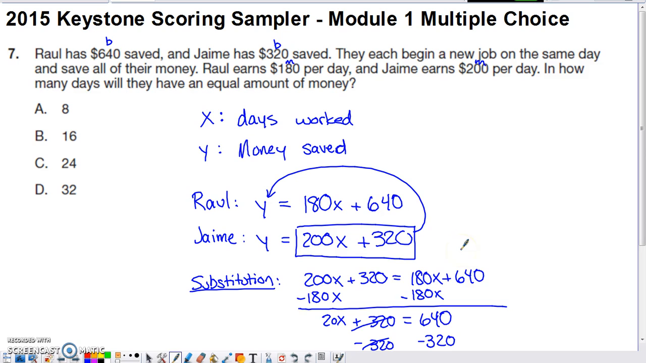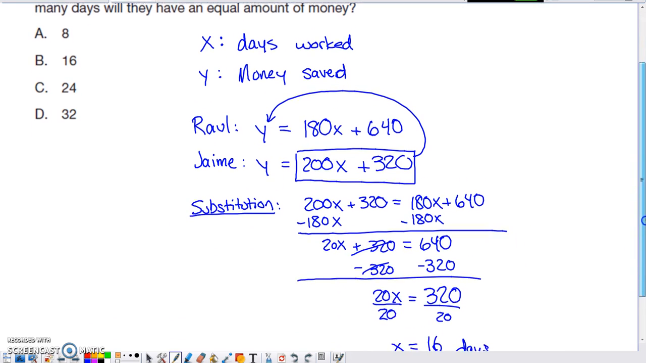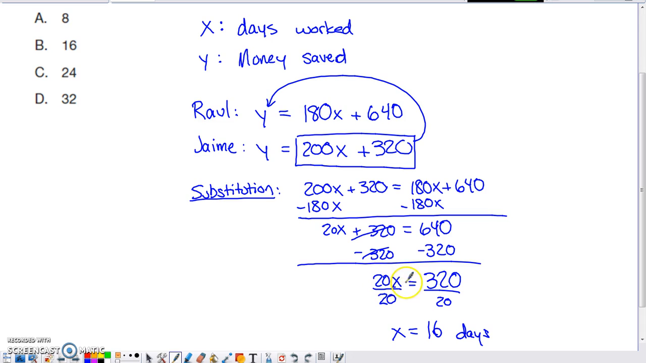I then said, all right, well, I want to solve this equation for x. So I need to get all my x's together. I chose to move these 180x's over with the 200x's. So I subtracted 180x from each side. 200x minus 180x is down to 20x. I want to solve for x, so I've got to move this plus 320, subtract 320 from both sides. Then it said 20x is equal to 320, right? 640 minus 320 is actually 320 again. And then if I undo this multiplication by dividing both sides by 20, 320 divided by 20 is 16, and we are looking at choice B.